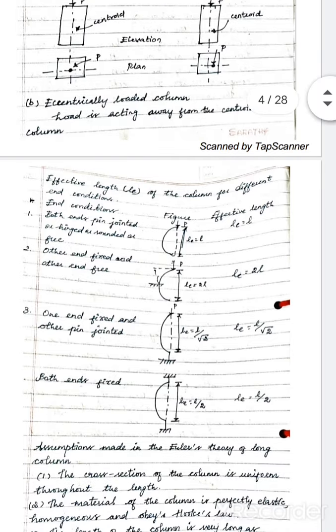If the end condition is both ends pin jointed or hinged, the effective length will be LE is equal to L. L is the actual length. LE is equivalent length. We are equalizing the value.